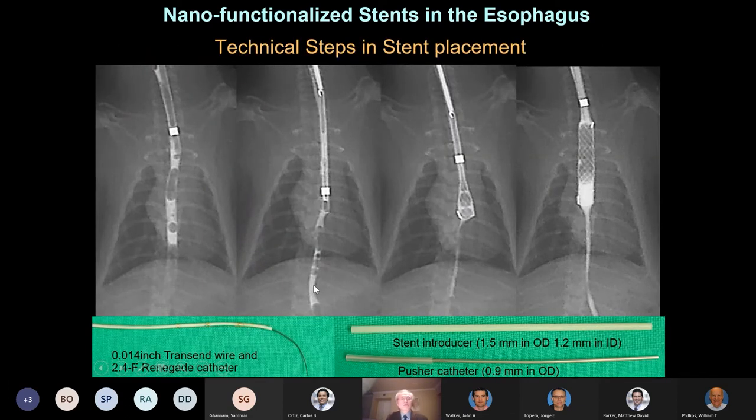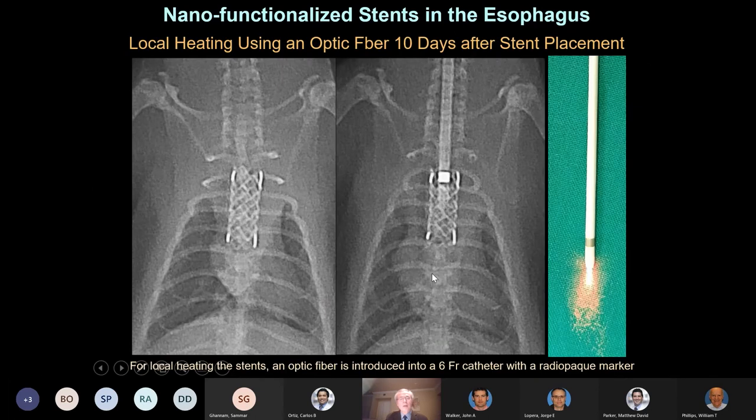This is a slide to show the technical steps in stent placement. First, we performed esophagram and then placed the stent in the middle thoracic esophagus with the use of 1.5 millimeter stent delivery system. And then for local heating of the stent, we used an optic fiber, 10 days after stent placement. We introduced the optic fiber into a 6 French catheter. Here you can see this is a stent, and this is a 6 French catheter with a radiopaque mark, and we introduced the optic fiber into the 6 French sheath.